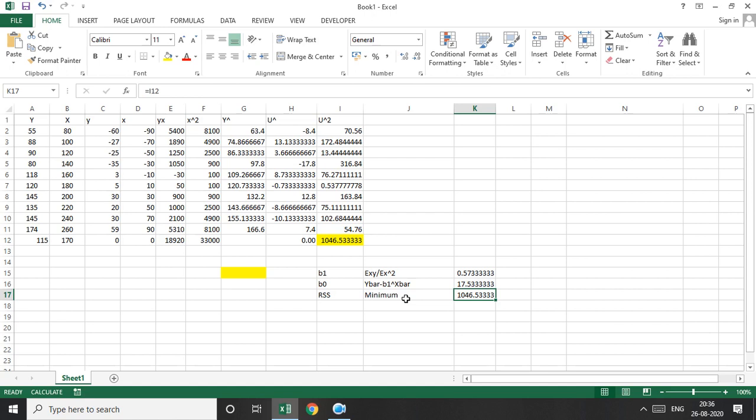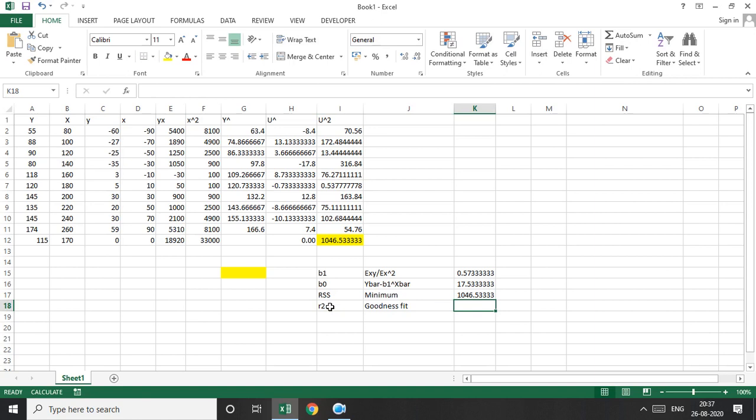Now what I'm going to tell you is, we have completed the analysis, the regression model. We have found this beta 0, beta 1 values, and we have found the RSS. Now we have to find the R square. R square is nothing but the goodness of fit of the model. That means what percentage of the variations in Y are explained by this X.